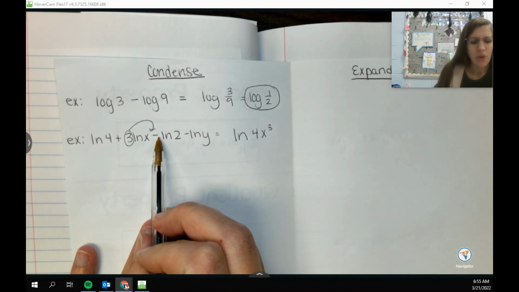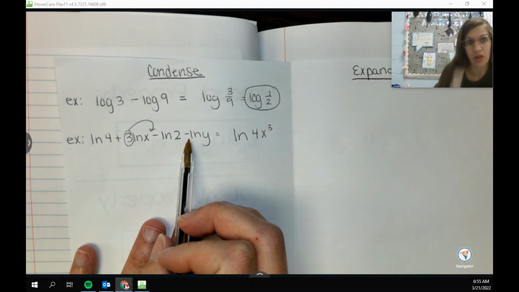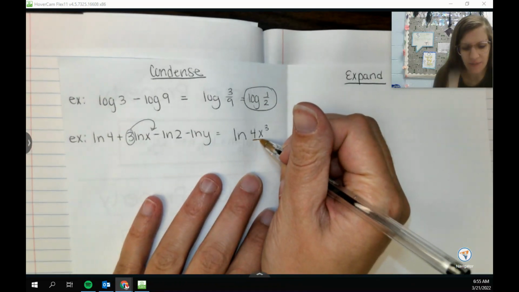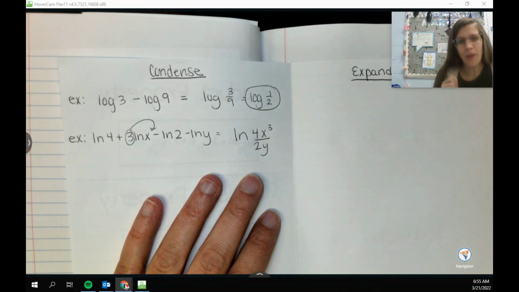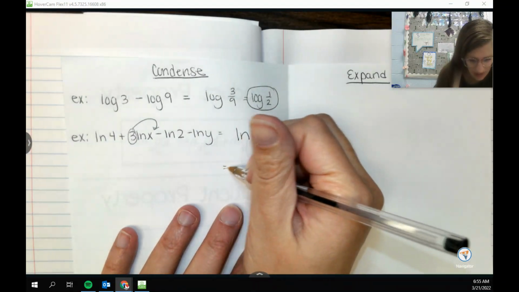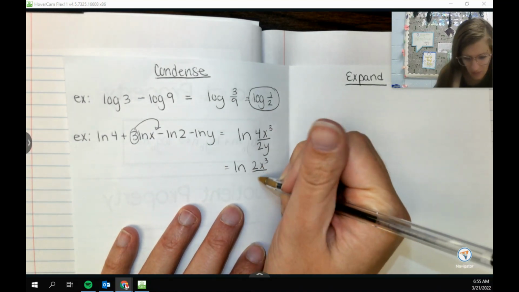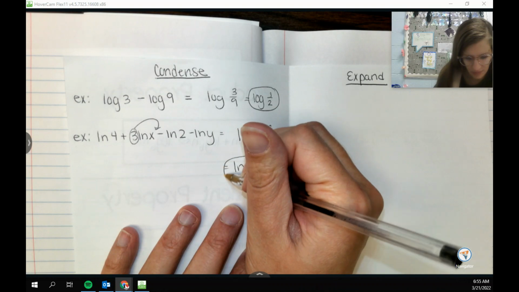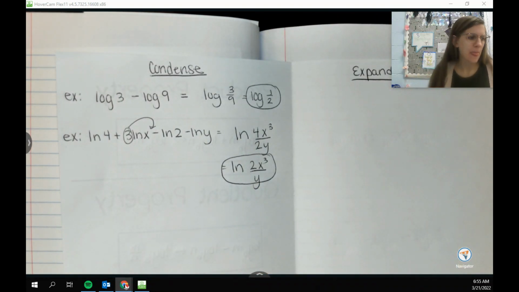And then both of the next two numbers are being subtracted, so both of those next two numbers are going to be divided. So 2y. And then I can simplify a little bit because the 4 and the 2, we can rewrite that as 2x to the 3rd over 1y. So kind of a bigger example there.